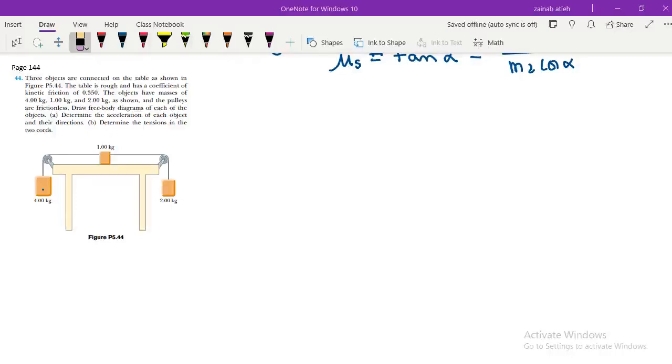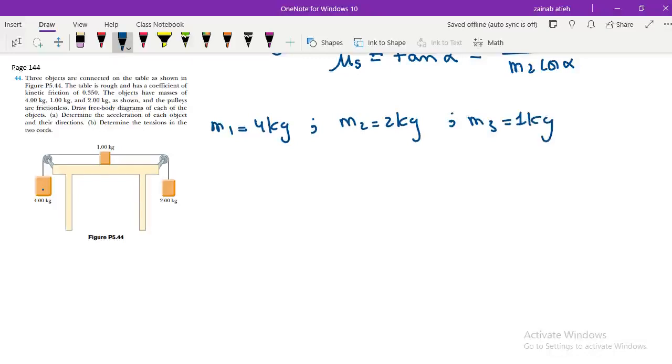So, draw the free body diagrams of each of the objects. I have three objects. I will start with the first one, which is the 4 kg object. I will call it M1, so M1 equals 4 kg. I will call M2 equals 2 kg. And I will call the one on the table M3 equals 1 kg.